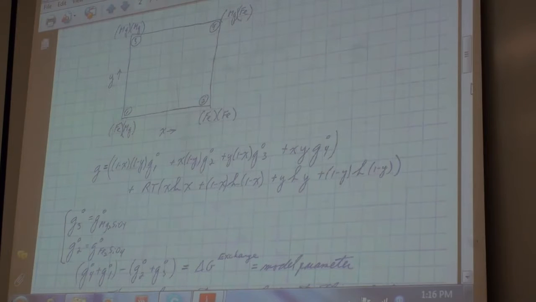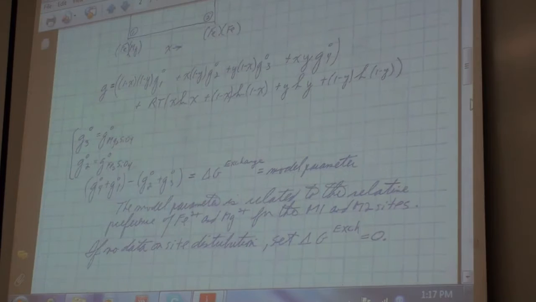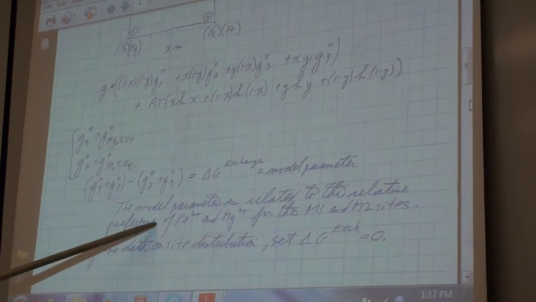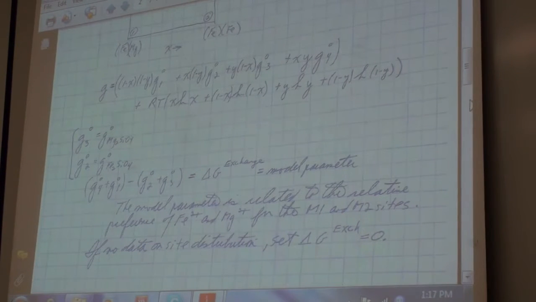So you have your exchange Gibbs energy, which is G4 plus G1 minus G3 plus G2. In nearly any reciprocal system, that is the exchange Gibbs energy, which is really your model parameter. What does it physically mean? Let's go to the old-fashioned way. It's related to the relative preference of iron for the M1 and M2 sites.